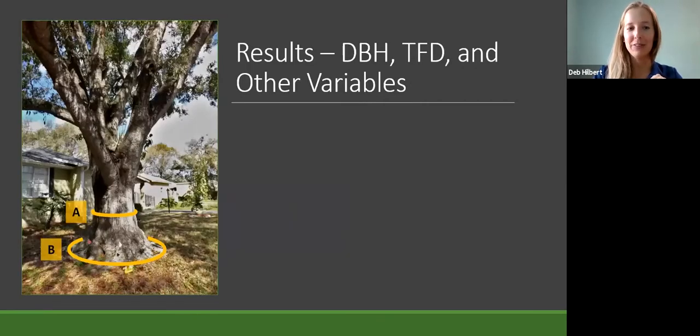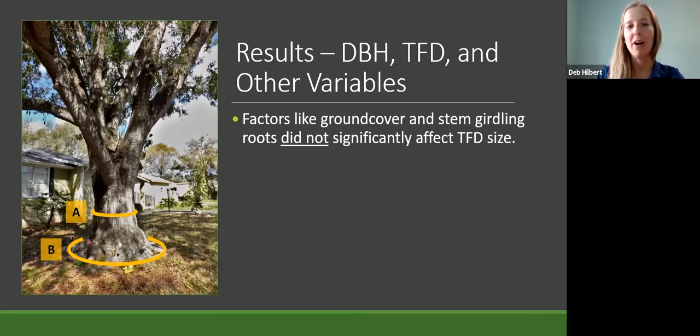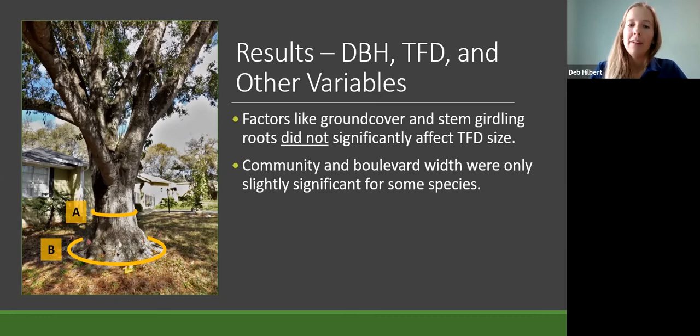So here's some other results. It turns out that things like ground cover, stem girdling roots, and some of the other things we looked at don't actually affect the overall trunk flare diameter size in relationship to DBH. There were a couple of factors that were slightly significant. There was a difference between a couple of the communities and also boulevard width, but only for some species. And then when we plugged in diameter measurements just to try it out, the resulting change in trunk flare diameter was only a couple centimeters. So it may have been slightly statistically significant, but it wasn't practically significant.